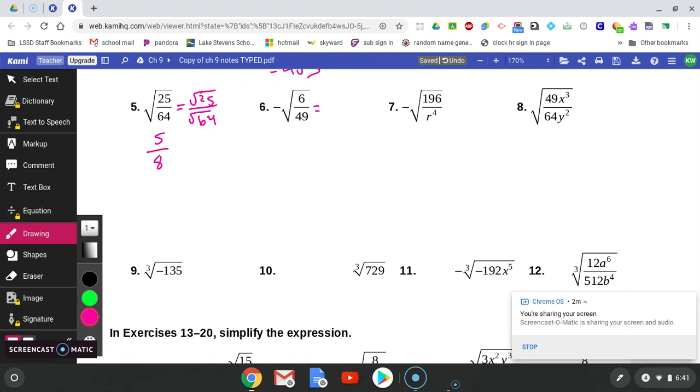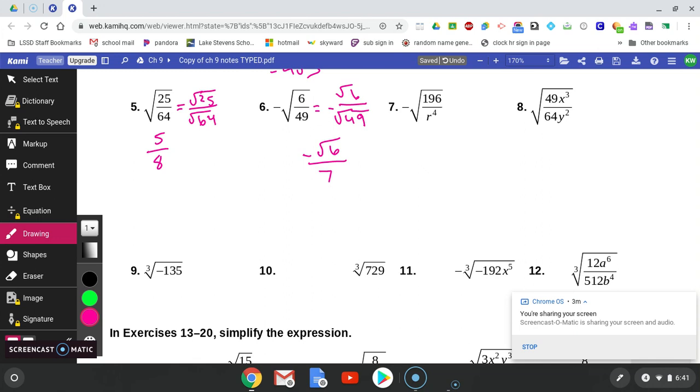Number 6, give them each their own radical. And this is the work that you should be showing when you're doing any of your work as well. Square root of 49 is 7, so I'll keep the negative out in front. I'll keep the square root of 6, and then I have 7 in the denominator. Remember, it's okay to have a radical in the numerator as long as it can't be broken down anymore, and square root of 6 cannot be broken down.